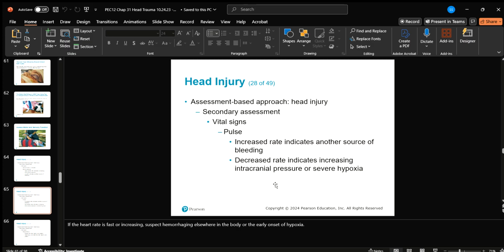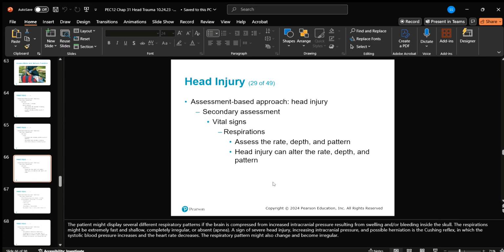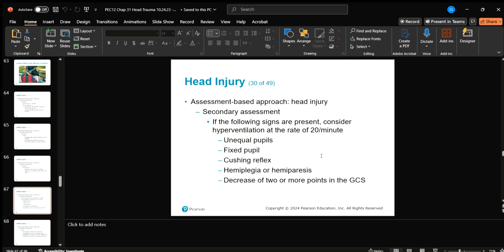Because what does the brain do? It manages all of that. It manages your respiratory rate, your cardiac rate, and your vasotone. Respirations: rate, rhythm, and quality, because it can alter after a head injury, like I just mentioned. Checking for unequal pupils, fixed pupils, things that do not dilate or do not constrict to light.